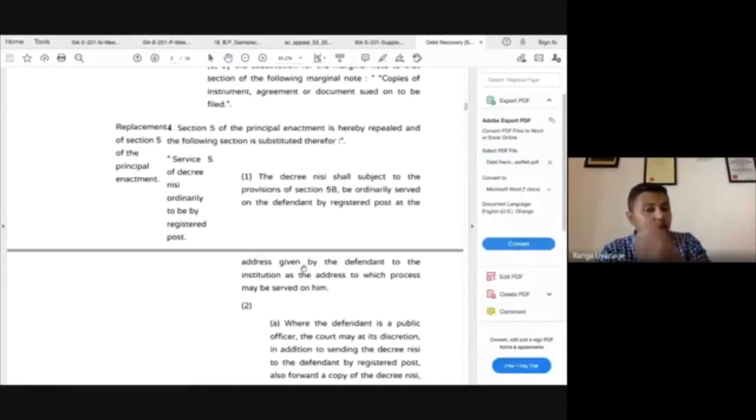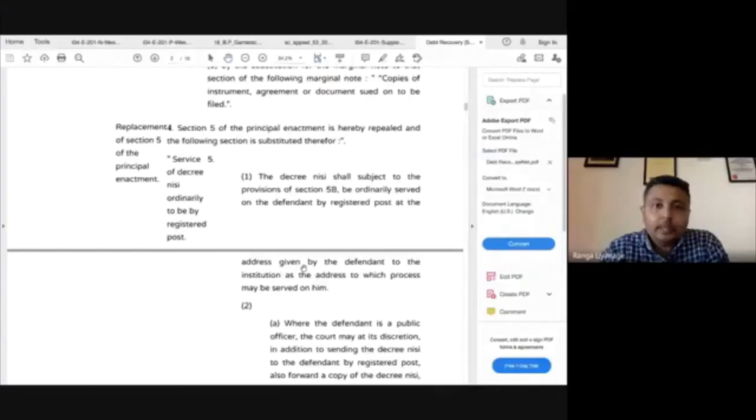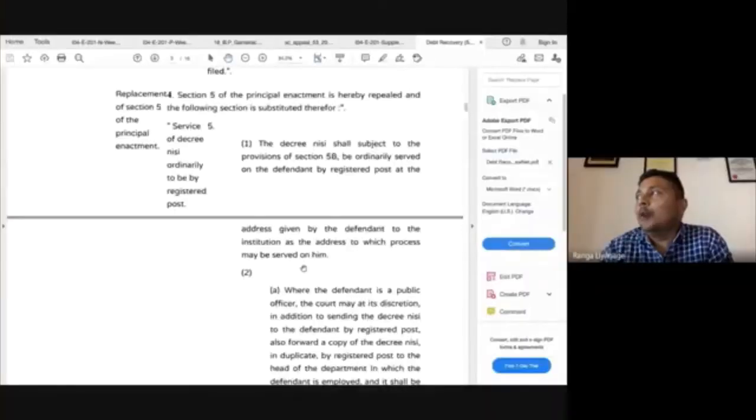Now, section 5 of the original Act is also amended. How is it amended? It is substituted. In section 5, subsection 1: the decree nisi shall, subject to the provisions of section 5B, be ordinarily served on the defendant by registered post.